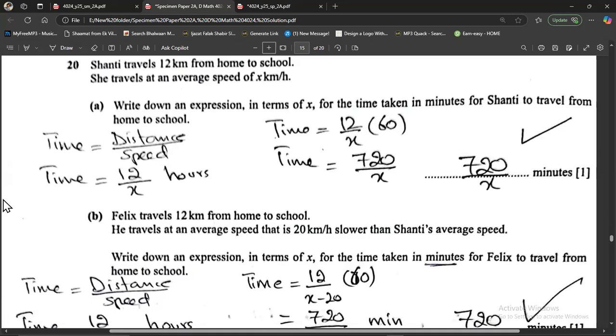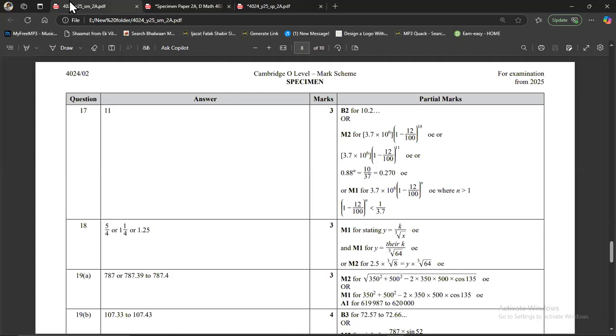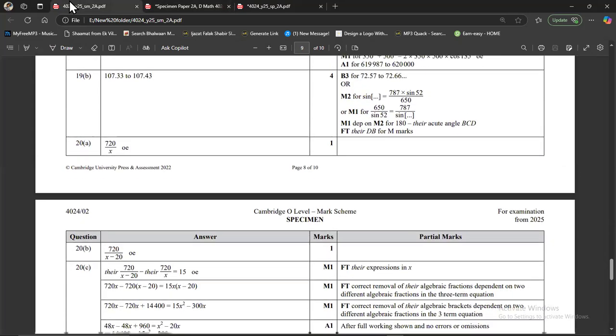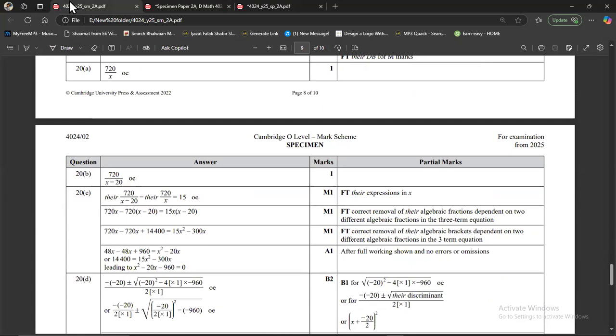Okay. So the time is equals to distance divided by speed. The distance is 12 kilometers. The speed is X kilometer per hour. So the time will be 12 by X hours. But they want us to write the answer in minutes. So I will multiply it with the 60. So 12 by X multiplied 60, that's 720 divided by X. So 720 divided by X minutes. So this is how you do the A part. Question number 20. So 720 divided by X.